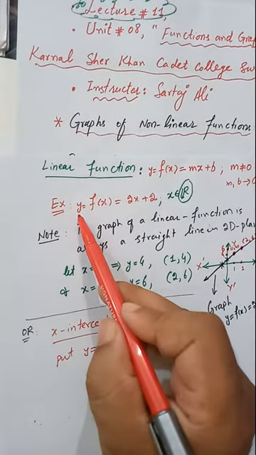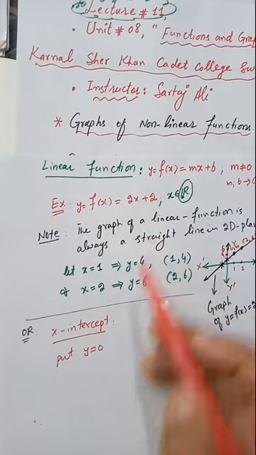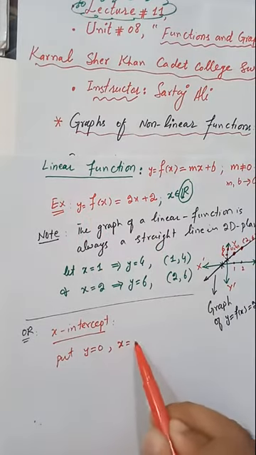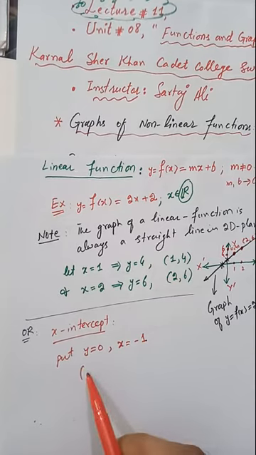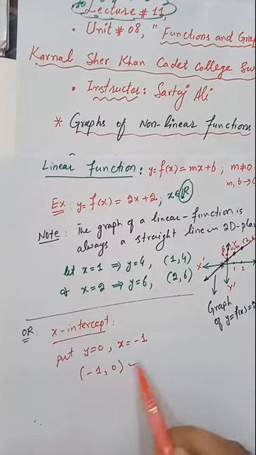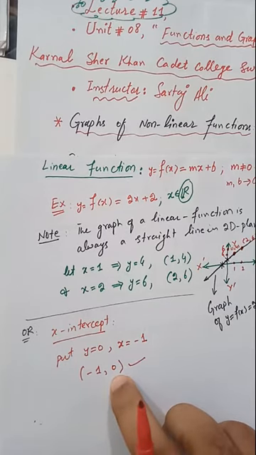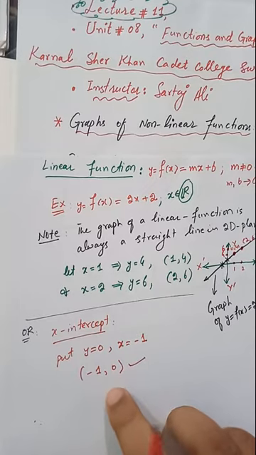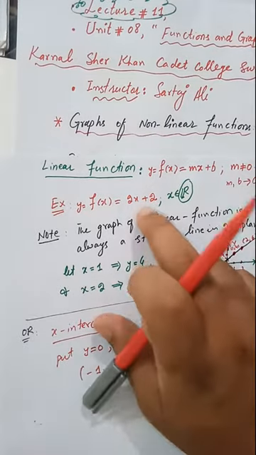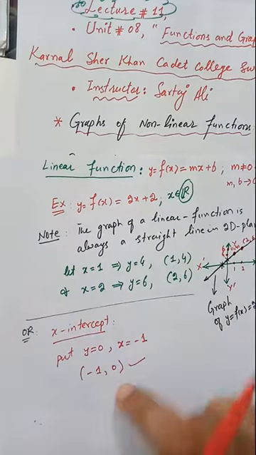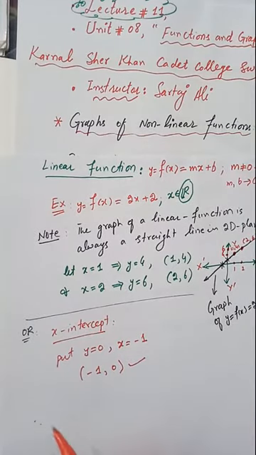So y equal to 0, so 0 is equal to 2x plus 2. So you will get x is equal to minus 1. So the ordered pair (minus 1, 0) is one ordered pair, meaning a point of the plane, and this point must be on the x-axis because you see that the y coordinate is 0, and this is the point through which the graph of this linear function, meaning the straight line, will pass. So this is your x-intercept.